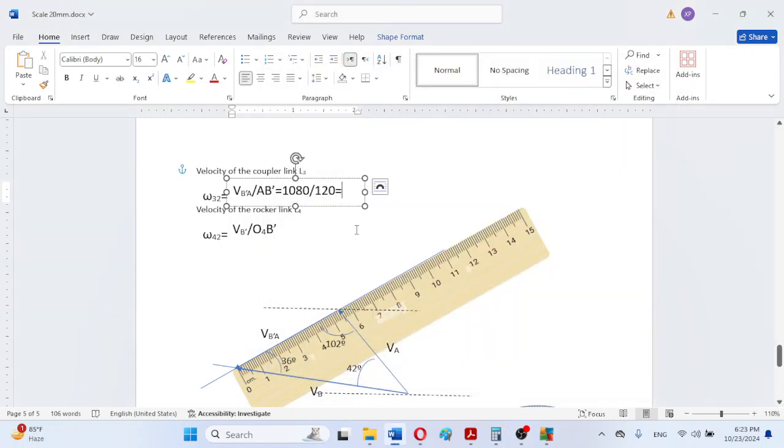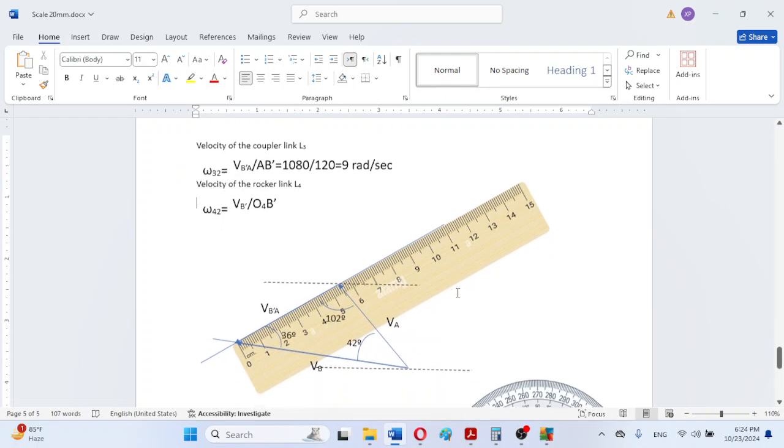So the angular velocity for the link A B dash in the cross loop position is 9 radian per second.